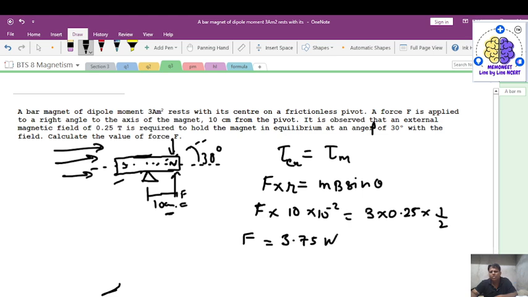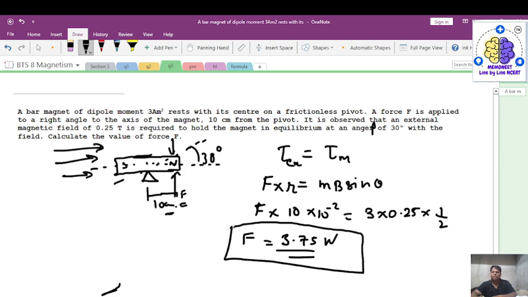3.75 Newton. You can simply calculate it and we'll get the answer as 3.75 Newton. So this is the force which has been applied externally to keep this magnetic dipole or a bar magnet in equilibrium in the external magnetic field, which is of 0.25 Tesla, right?